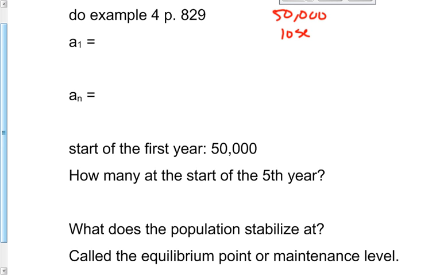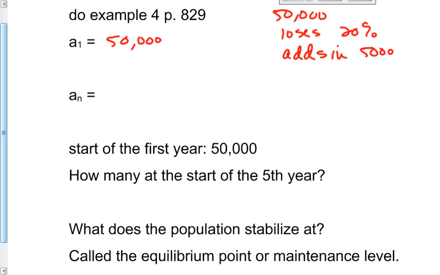It loses 20%, but it adds in 5,000. How can we write a recursive equation for this? Remember, your recursive equation has to have 2 parts. I need to know where to start. Well, my first term, obviously, was 50,000 people. But what am I doing to that for my recursive piece? It says that we're losing 20%, but we're going to add in 5,000 every year.